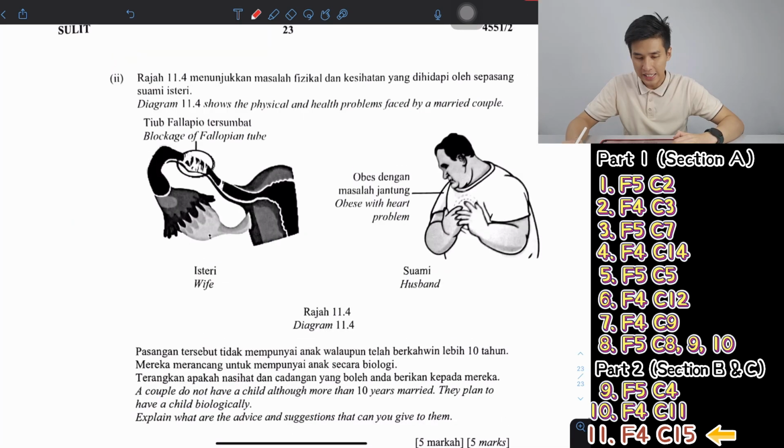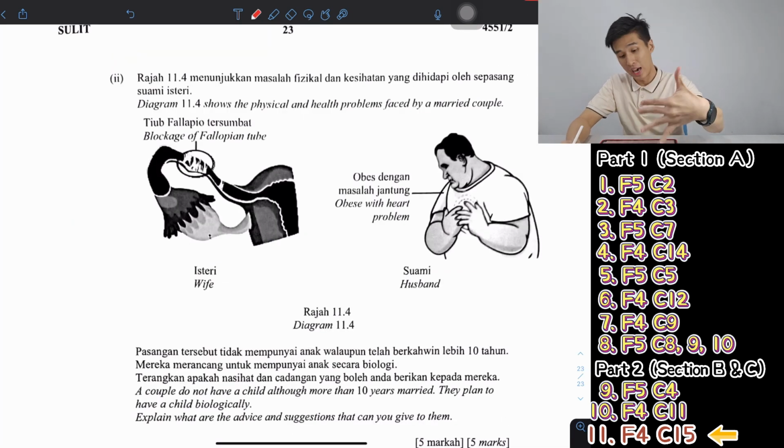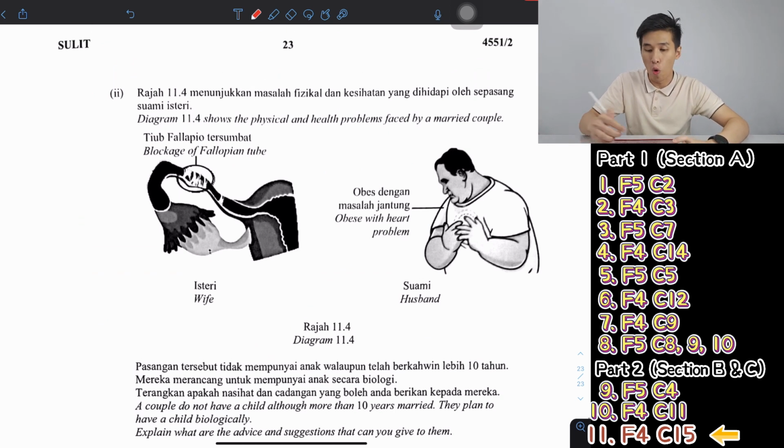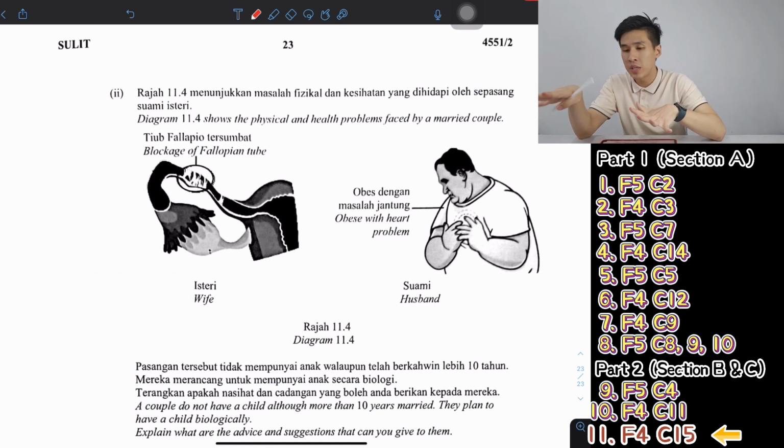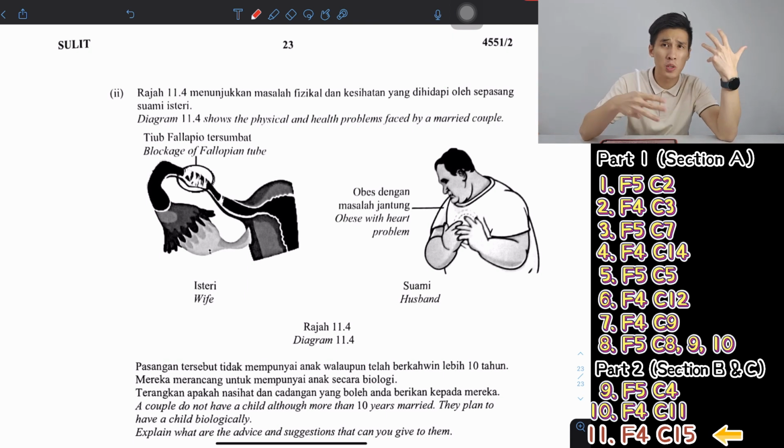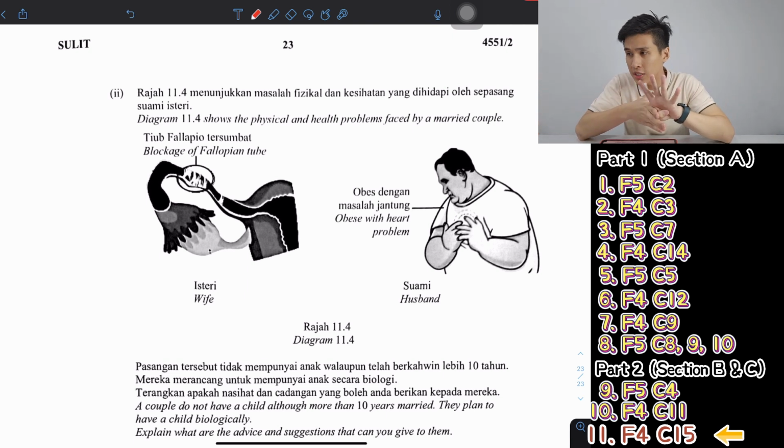Okay, this one is the last question, sorry, I left it out. This one is what we call overcoming infertility. Infertility means problems in having children, meaning there are maybe problems relating to the reproductive system, causing either the male or female to be unable to reproduce.